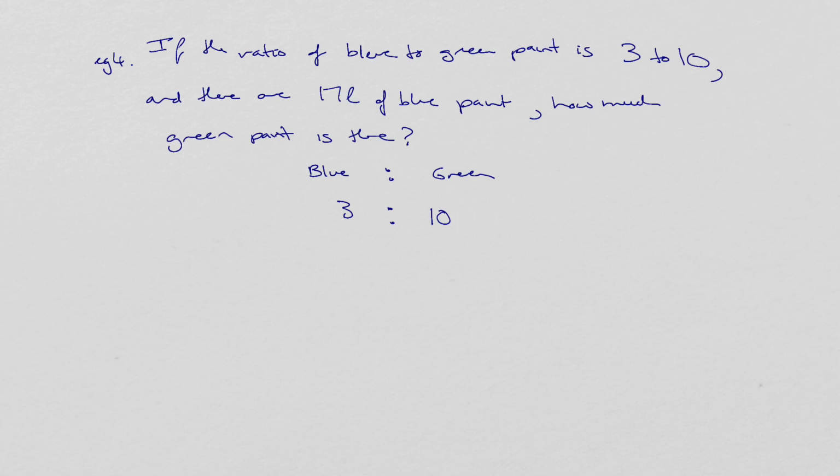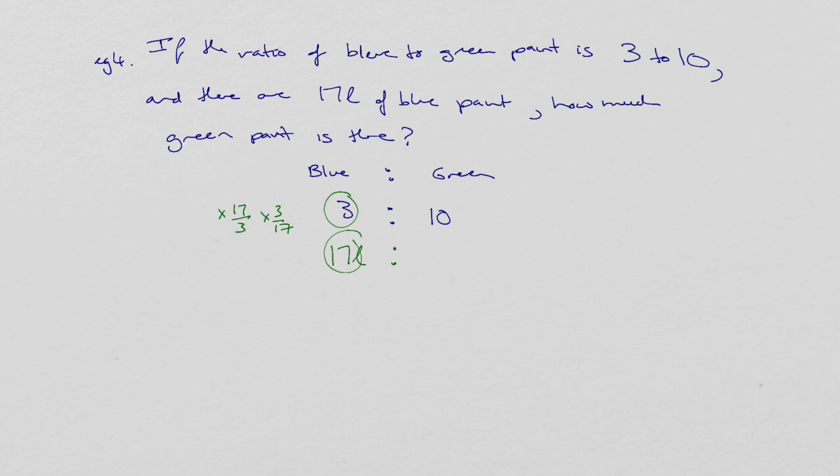Here they've got, if the ratio of blue to green paint is 3 to 10, same type of question. They've told you that there's 17 liters of blue paint and they're asking for the amount of green. So 3 and 17, you can't see the scale factor straight away. It's either 17 over 3 or 3 over 17 for absolute certain. Just take a pair and use those.